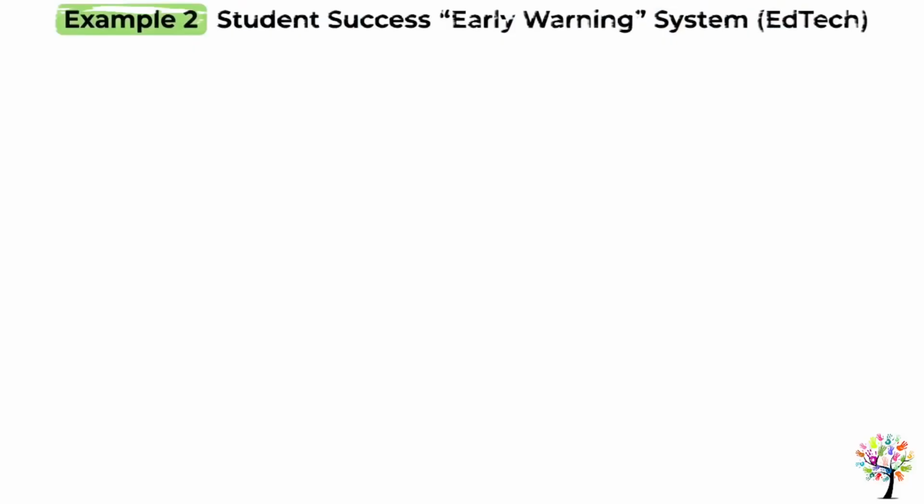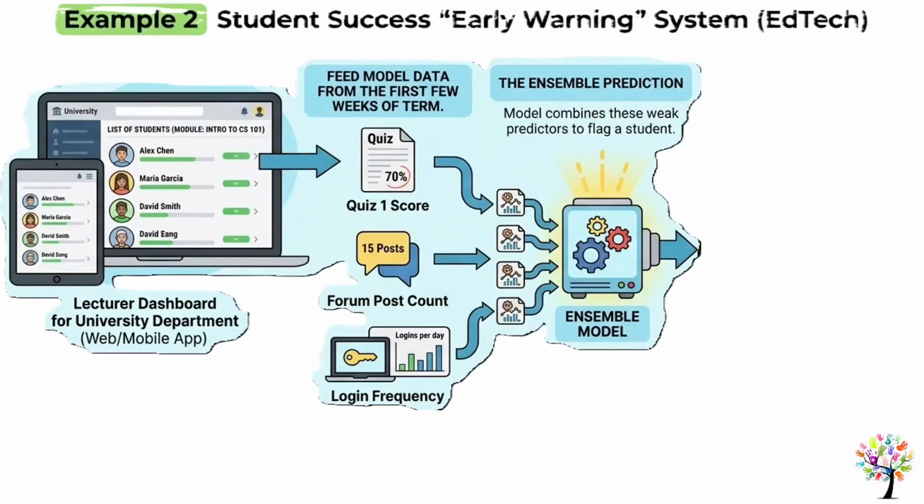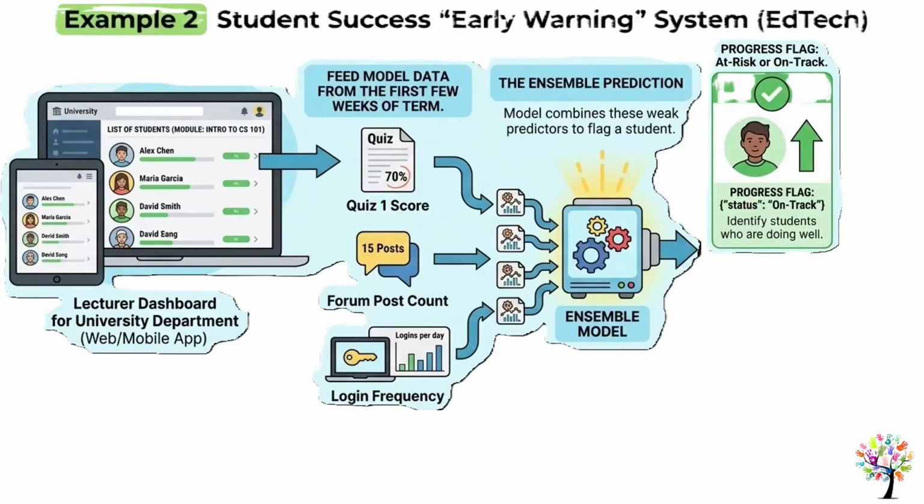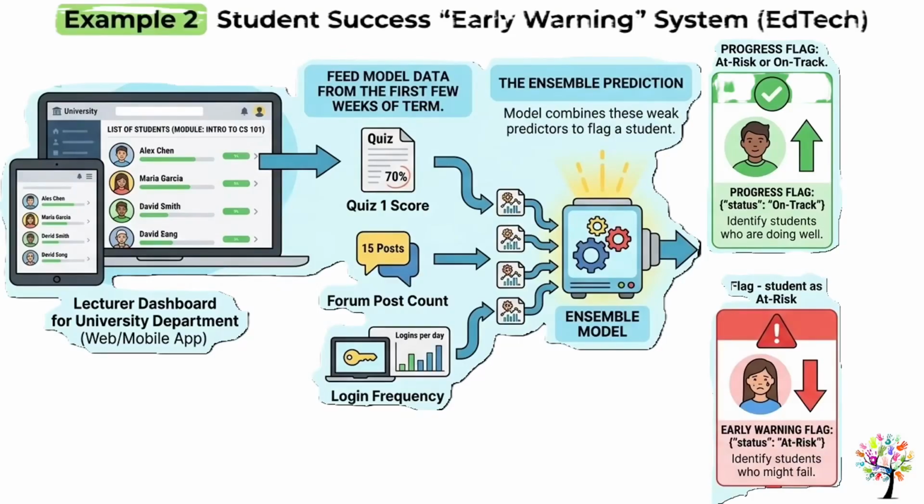Let's look at another example. Student success early warning system. You have a dashboard for university lecturer department. Again, it shows a list of students in their modules. You feed the model data for the first few weeks of the term. Example, quiz 1 score, forum post count, login frequency, and then you have this ensemble prediction. The model combines again these weak predictors to flag a student as on track, they can continue, nothing to be alarmed about, or at risk. Then the lecturer can intervene before the student fails, as an example.